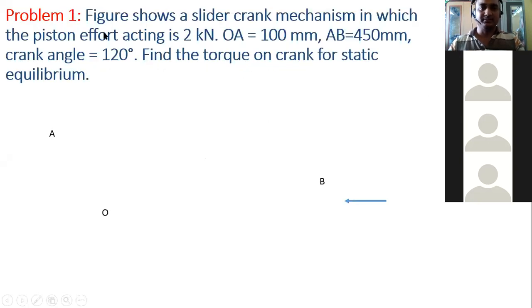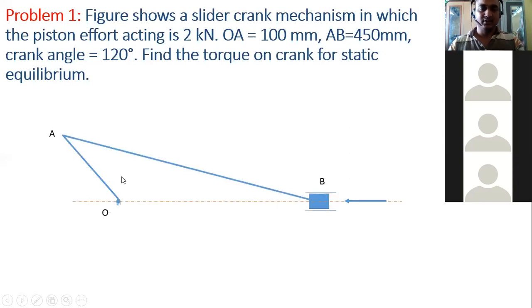Figure shows a slider crank mechanism in which the piston effort acting is 2 kilonewton, OA equal to 100. So the figure is given here. We can see this is the crank OA. The length is given 100. Connecting rod AB equal to 450 mm. Crank angle is given 120. So crank angle means what? This angle. Crank angle means this angle, 120 degree. This is given to you.